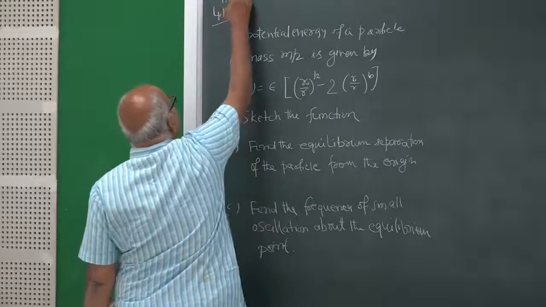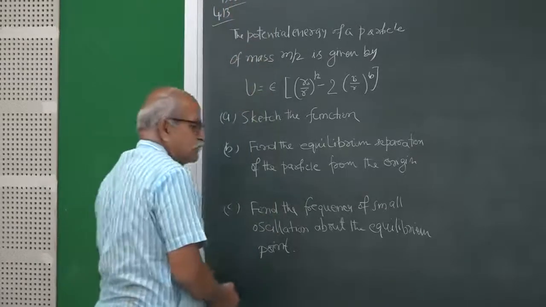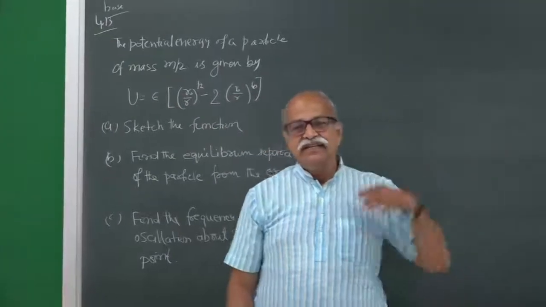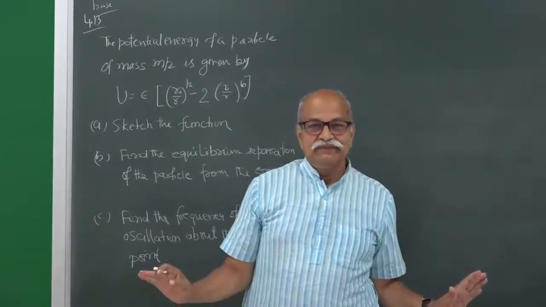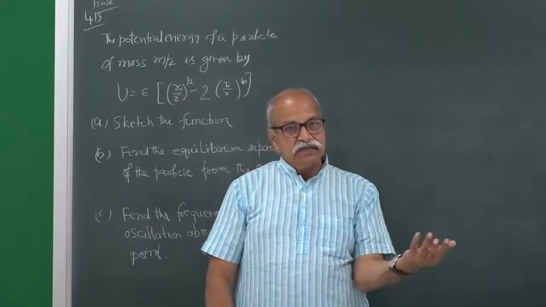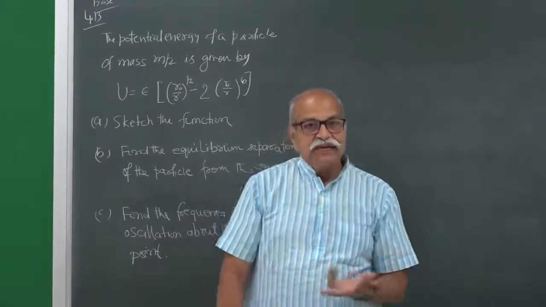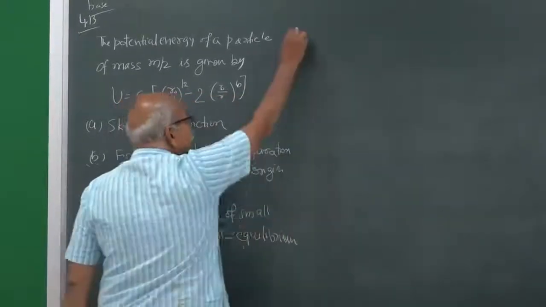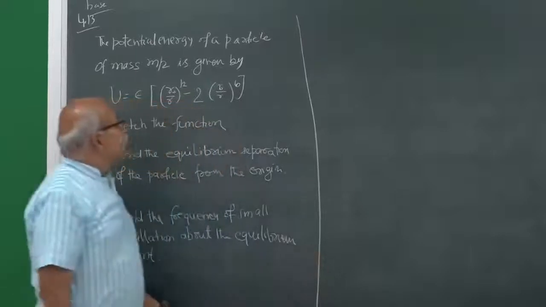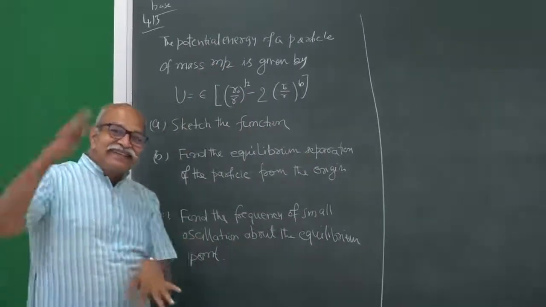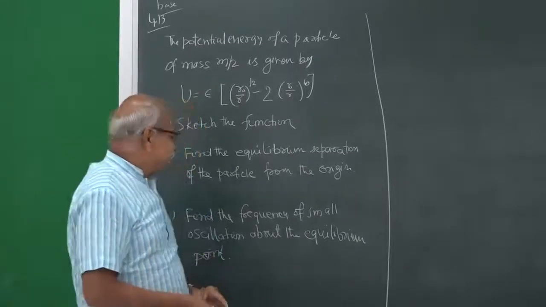So, it is based on that problem. Essentially, it is a one dimensional problem. You are talking of equilibrium position, you are talking of frequency of oscillation about that equilibrium position. And you may be wondering why m by 2, why not m? That will become clear after a few lectures.